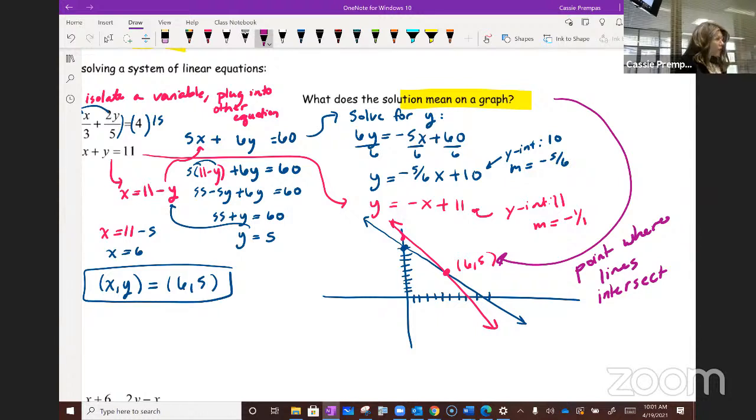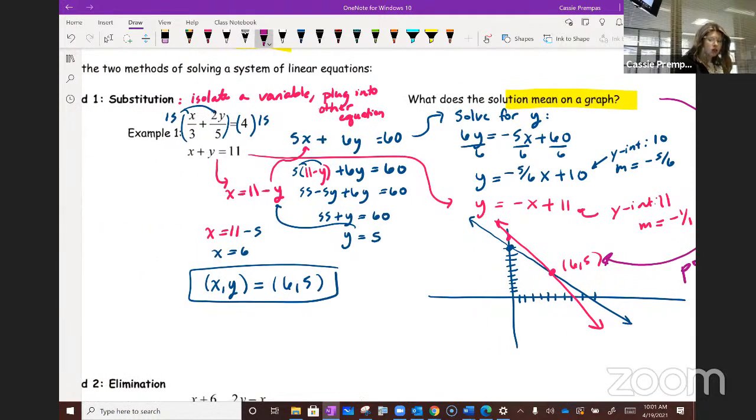So you could check this graphically. Do they cross at this point? Or algebraically, to check, you would plug the point into both equations and make sure that the equations are equal on both sides for both. So to check, you'd plug in the point to both equations, to make sure it's true. Make sure both are true.